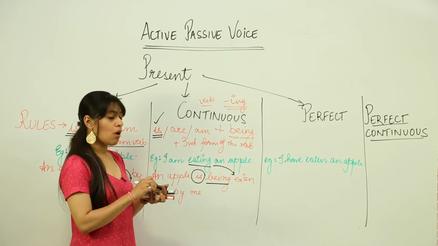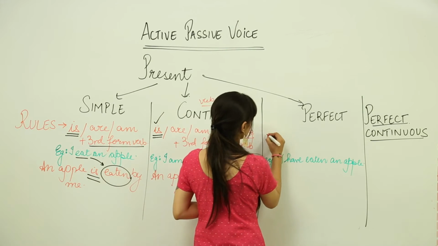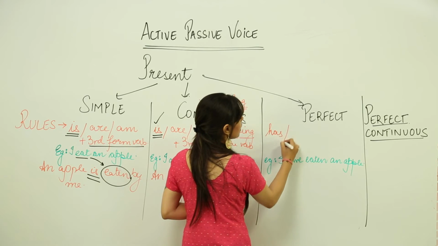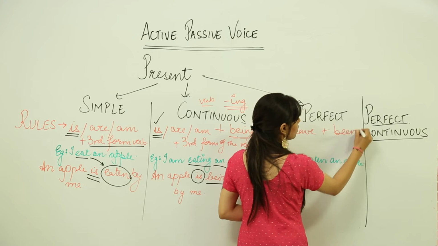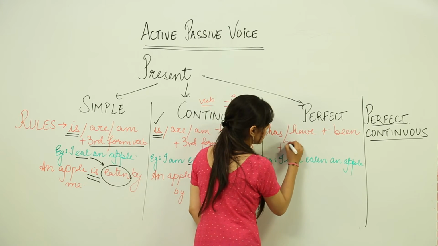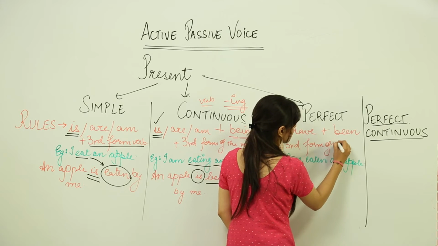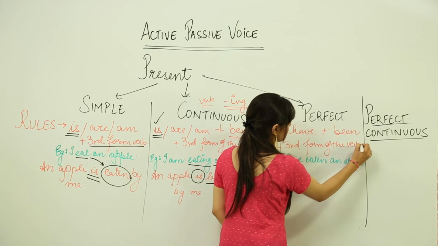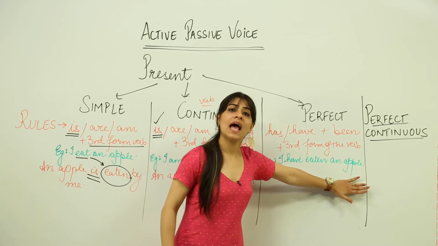Now let's move on to present perfect. The rules are has or have plus been plus third form of the verb. Now let's see the example. I have eaten an apple.